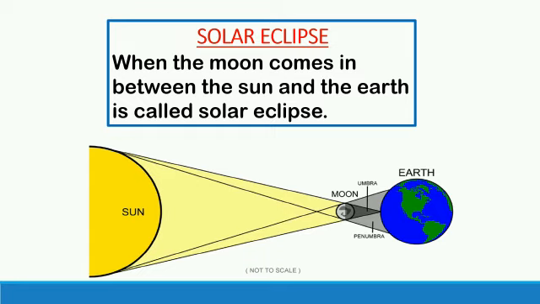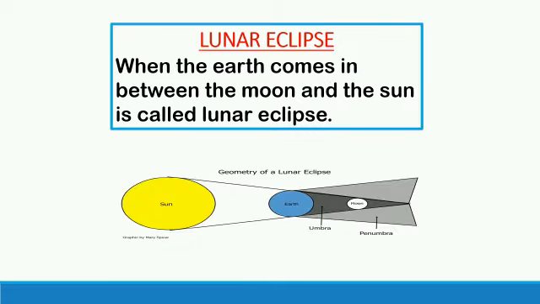And in this shadow, you can see two kinds of shadows. One is dark shadow and one is light shadow. The dark shadow is known as umbra and the light shadow is known as penumbra. In the umbra regions, they are not at all seeing the sun, but in the penumbra regions, they are slightly seeing the sun. So this is about solar eclipse, and a solar eclipse occurs on a new moon day.